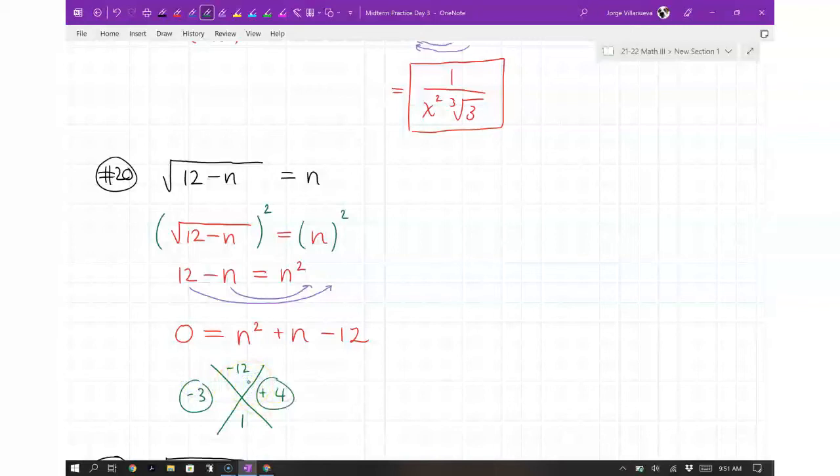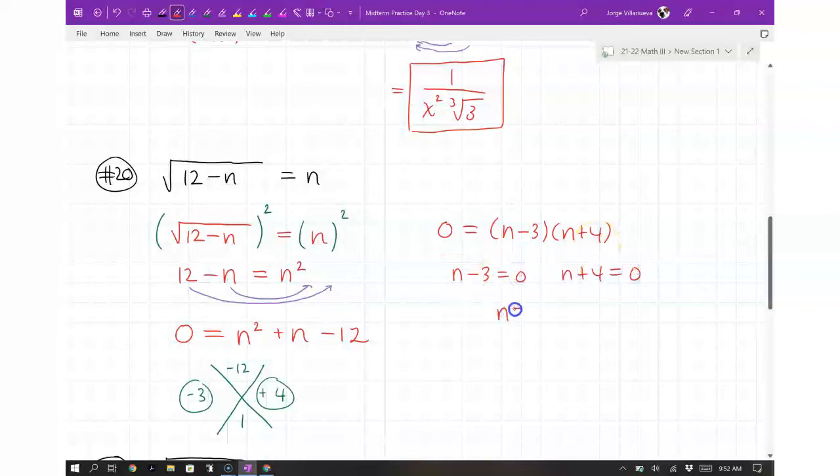So, let's see. Let's rewrite our answer. Okay, so 0 equals n minus 3, n plus 4. Now remember, you just get to set these answers up little by little. So n minus 3 equals 0. n plus 4 equals 0. That means that n is equal to 3, or n is equal to negative 4. So these are my answers.